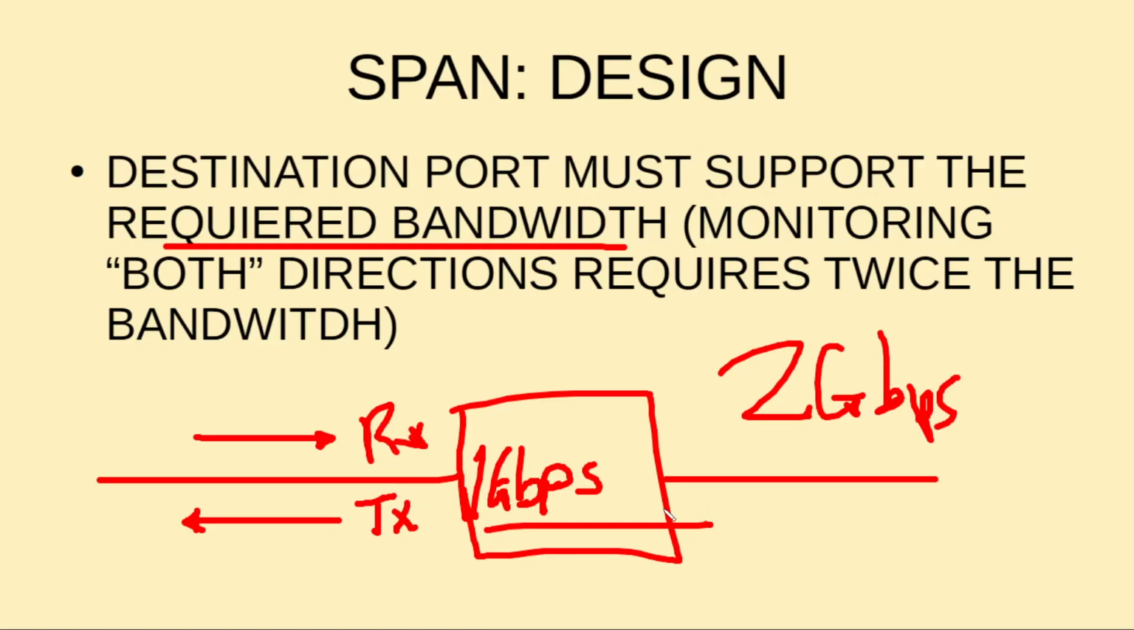So it will be wise to choose, for instance, a port that could handle 5 gigabit per second or 10 gigabit per second. Remember that in the Catalyst 9000s, you can now have the possibility to have ports that can handle 5 gigabit per second.